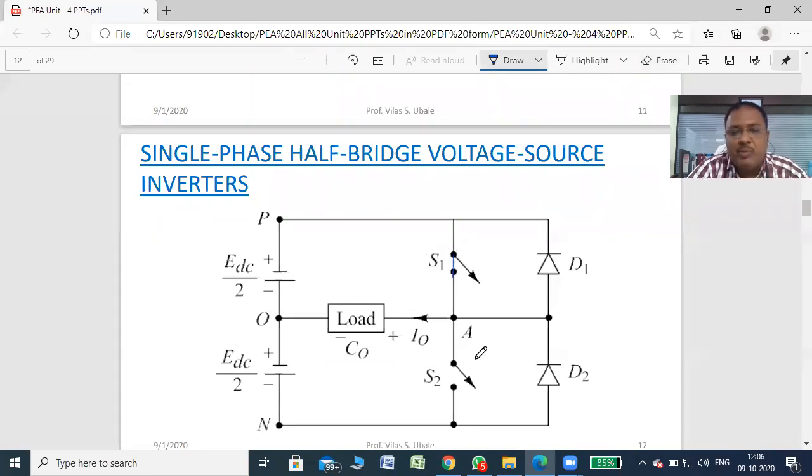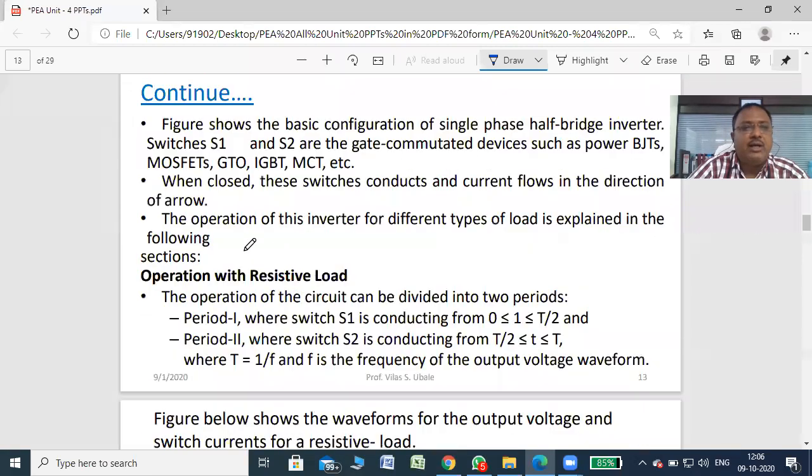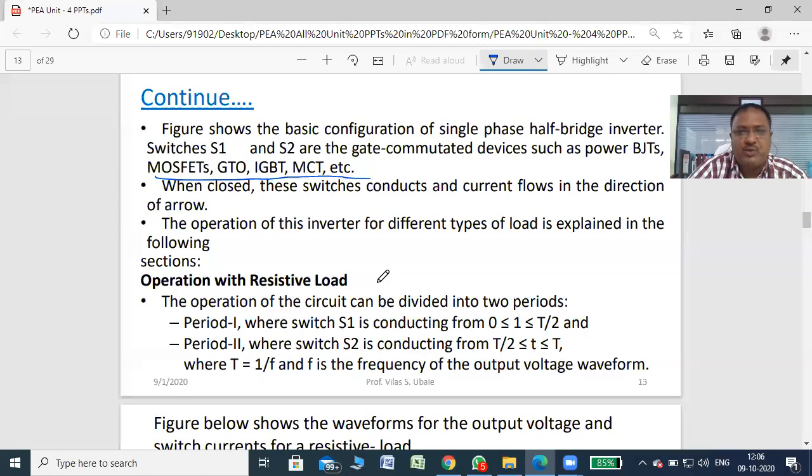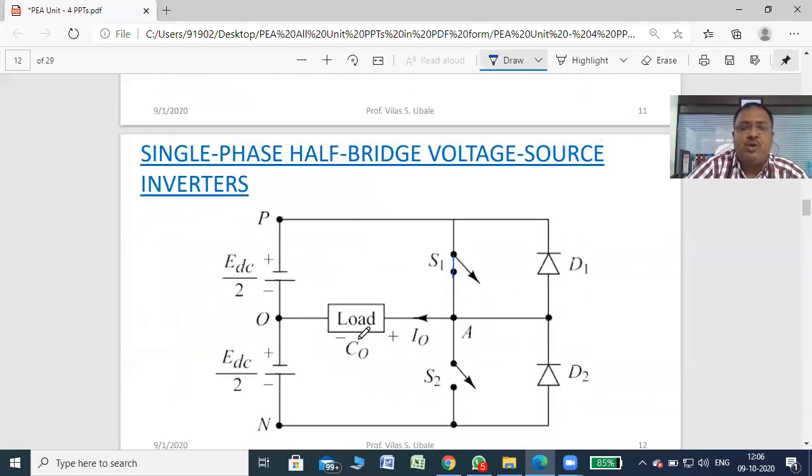Now again remember, S1 switch is on means we are applying some triggering pulse, right? The triggering pulse should have sufficient amplitude and width so that the switch turns on. The switch may be either BJT, MOSFET, IGBT, SCR, GTO, any switch that is written here. Power BJT, power MOSFET, GTO, IGBT, any switch you can use. If S1 is on, what happens?